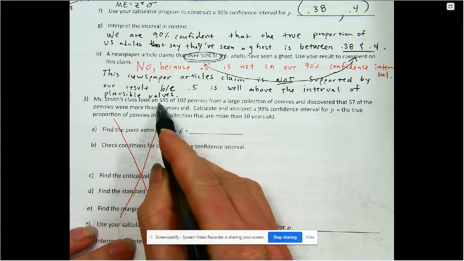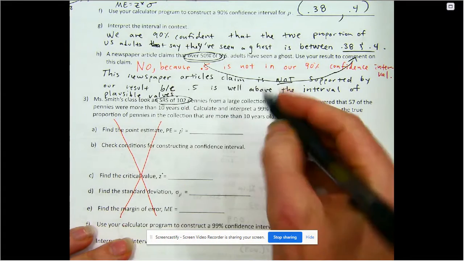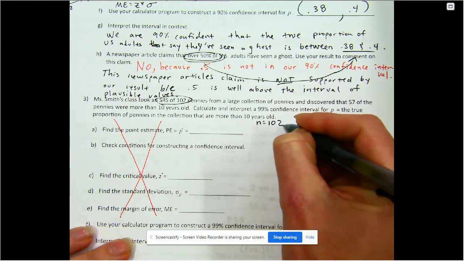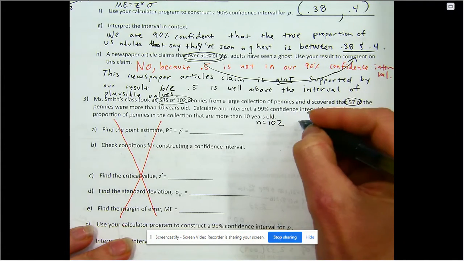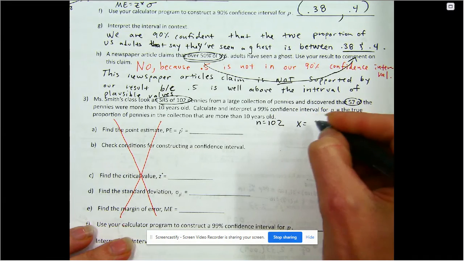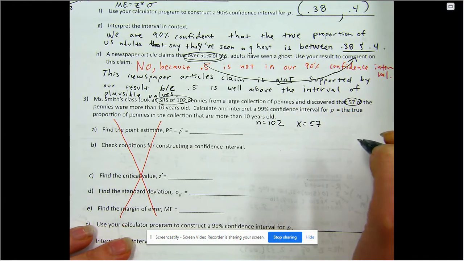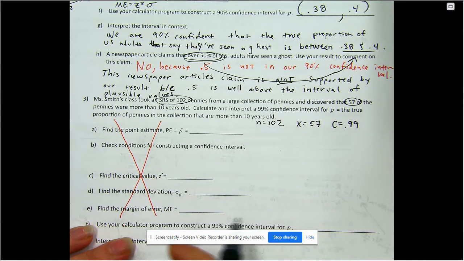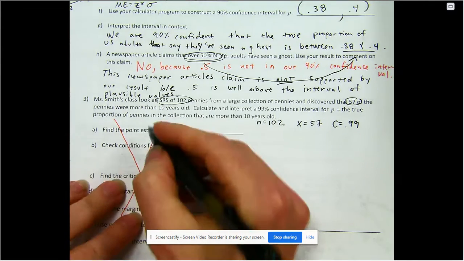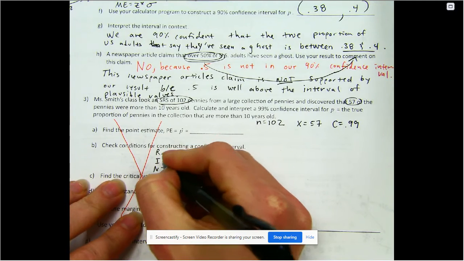Mrs. Smith's class took an SRS of 102 pennies, so our N equals 102, from a large collection of pennies, and discovered that 57 of them were more than 10 years old. That's our X, 57. Calculate and interpret a 99% confidence interval. I have to write that as a decimal. All right, and let P be the true proportion of pennies in the collection that are more than 10 years old. Let's check our conditions: random, independent, and normality.